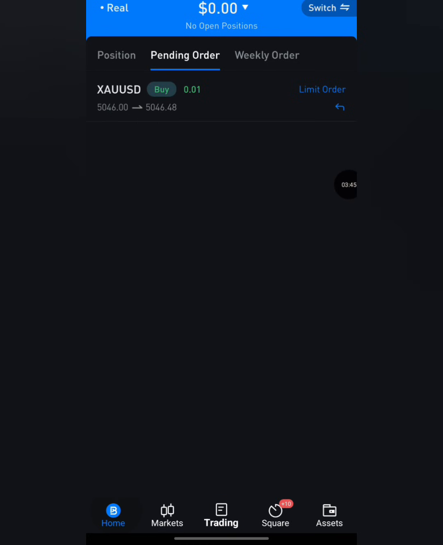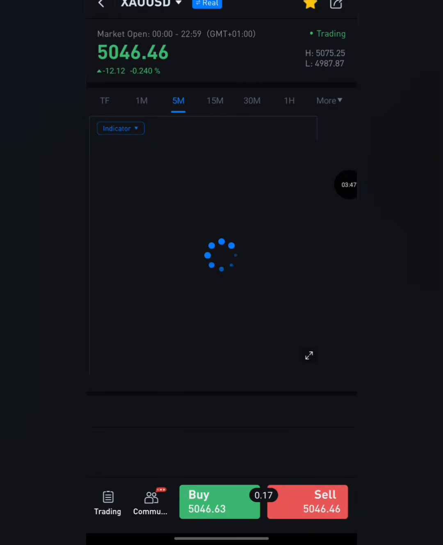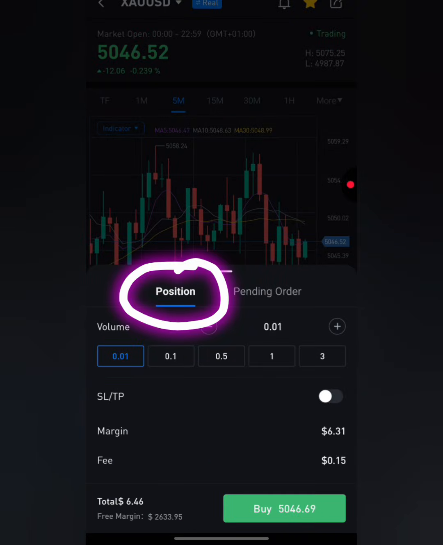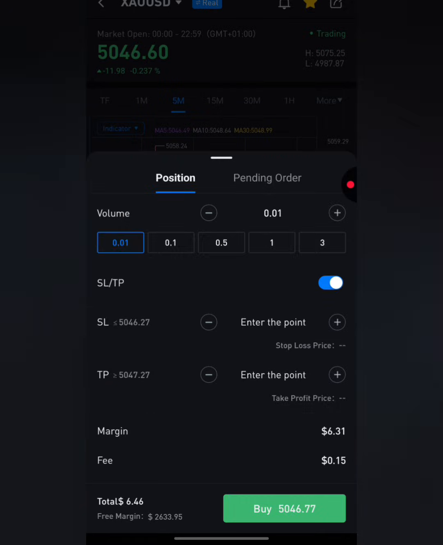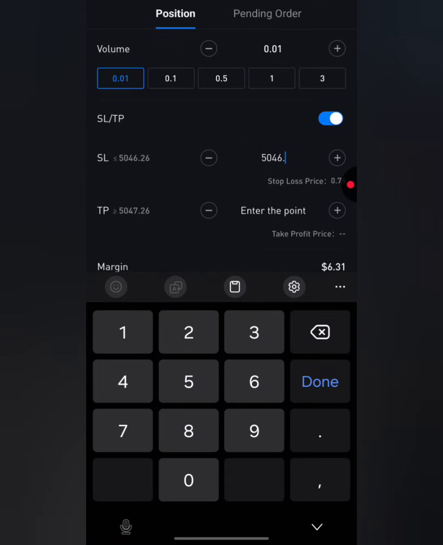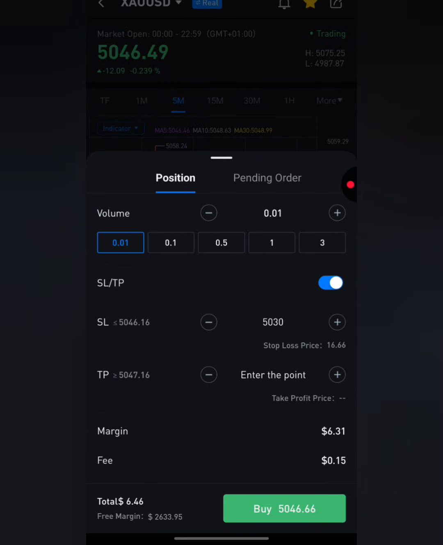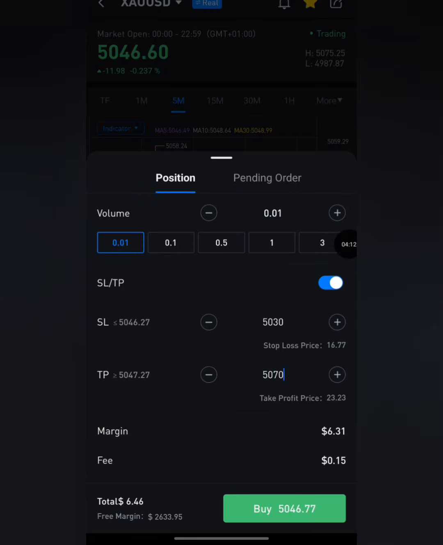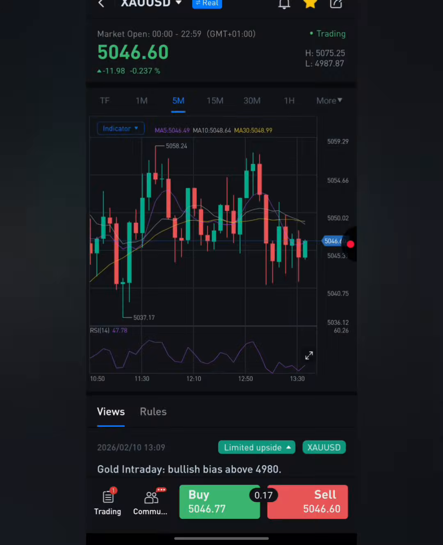And if I want to actually buy gold immediately, if I just want to trade it immediately, I can come here and use the position. I will just set my stop loss and my take profit instead. So let's say my stop loss is 5030 and my take profit is 5070. So let's say I set it up this way. So right now I'm using the market order, right? So I'll just click on the buy button and this is successfully ordered.